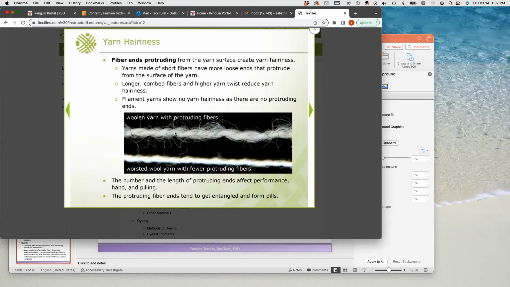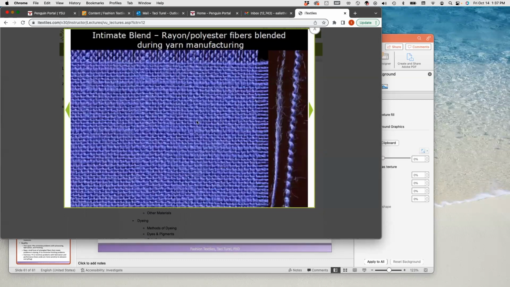So woolen yarns are made out of shorter wool fibers, so they have more sticking ends, but worsted yarns are better quality, longer wool fibers, so you don't see as much hairiness as you see here. This is a rayon polyester blend. And they blended the yarns during yarn manufacturing. So each yarn has both rayon and polyester in it.